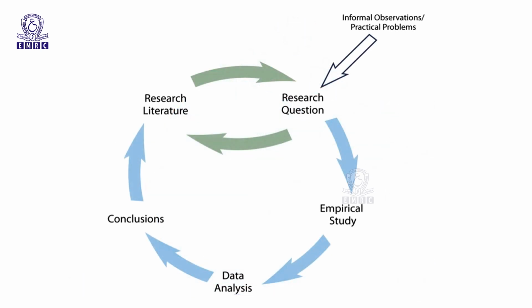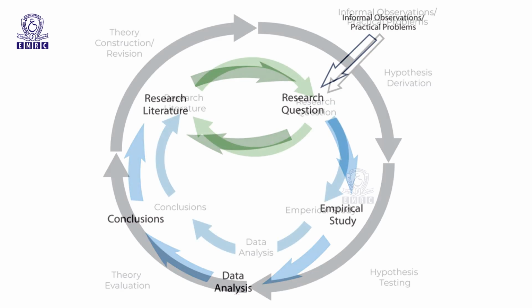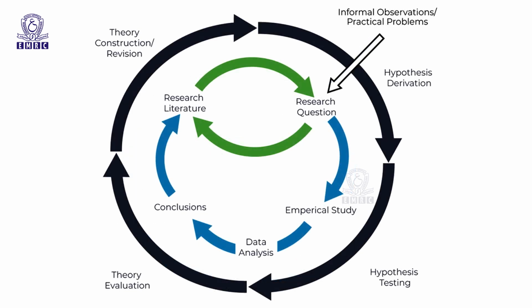The researcher formulates a research question, conducts a study designed to answer the question, analyzes the resulting data, draws conclusions about the answers to the question and publishes the results so that they become a part of the research literature. Because the research literature is one of the primary sources of new research questions, this process can be thought of as a cycle. New research leads to new questions, which lead to new research, and so on.